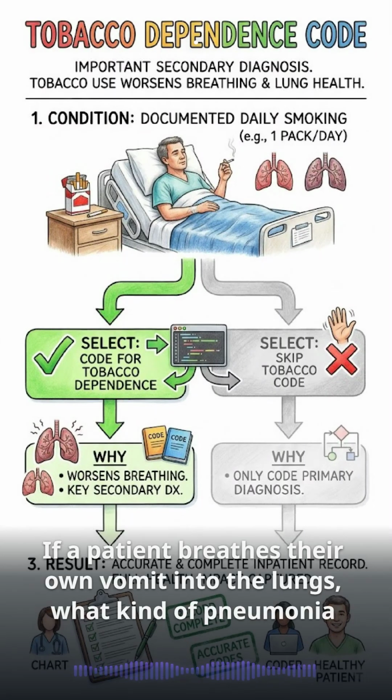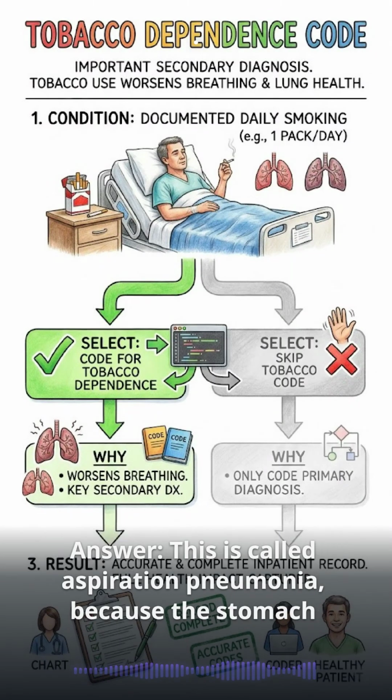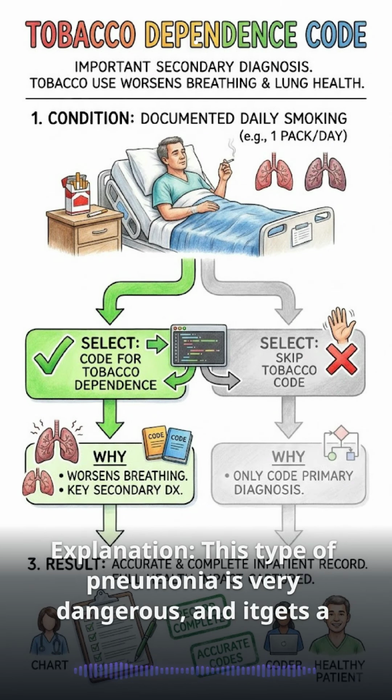47. If a patient breathes their own vomit into the lungs, what kind of pneumonia is it? This is called aspiration pneumonia, because the stomach contents went into the wrong breathing pipe. This type of pneumonia is very dangerous, and it gets a totally separate disease code.